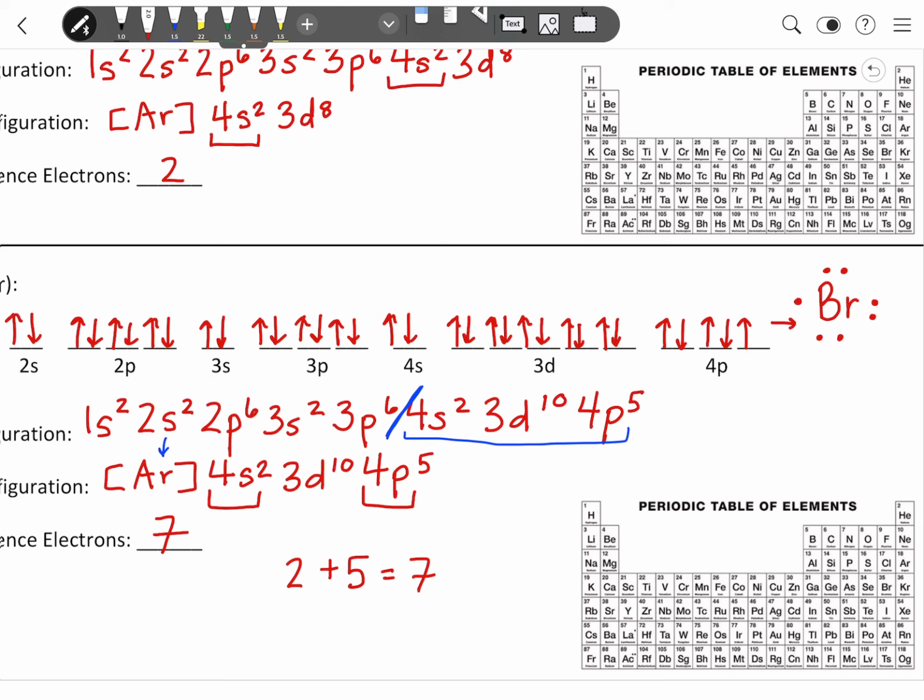4P1. Yes, that's Ga, number 1. And 4P3 would be As, arsenic? Yeah. Okay, cool.